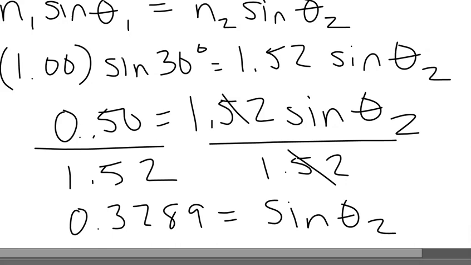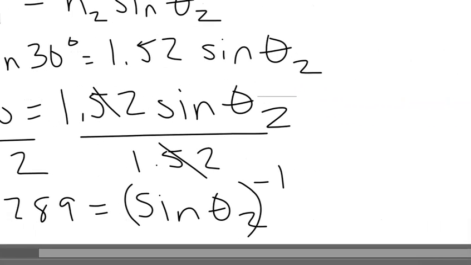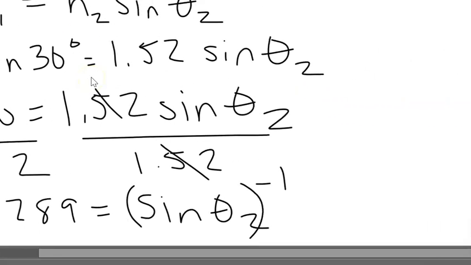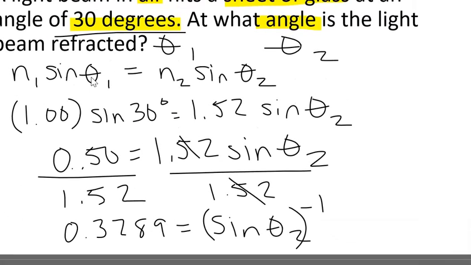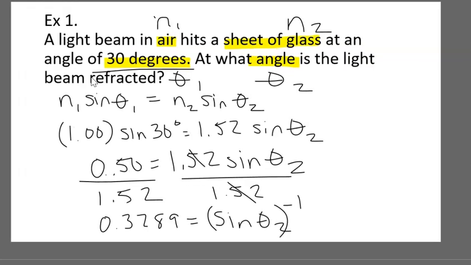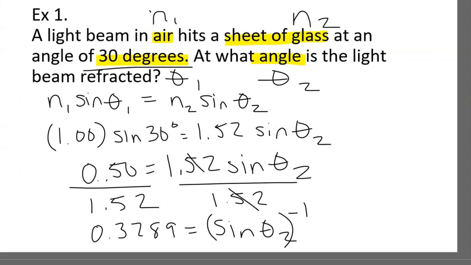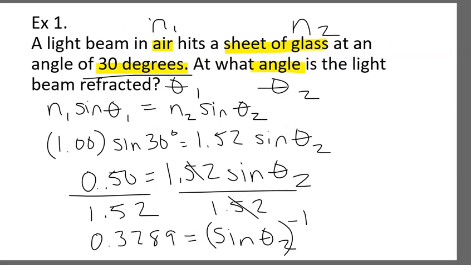And now in order to solve for the angle, you have to do the inverse sine in order to figure out what that is. So that's this kind of function in your calculator. All right, and when you do that, you should get an answer of 19 degrees. So theta 2 is 19 degrees.